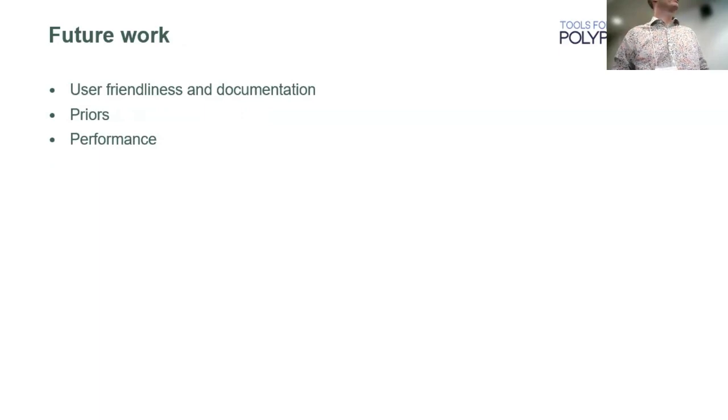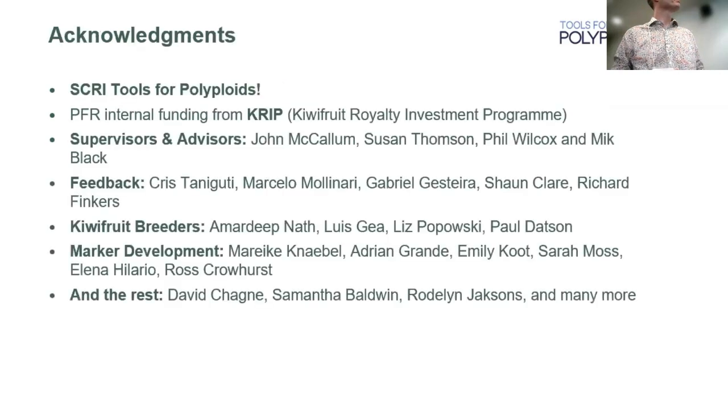This is just a very rough list I made up last night, but user friendliness and documentation is probably near the top of the list, if not the top of the list, in terms of what I want to work on. I do see some more room for improvement around specification of priors, and then hopefully we'll get some of that work done in the Polyploids Plus proposal. And as I said, performance. I think there's actually quite a lot of room for performance improvements here.